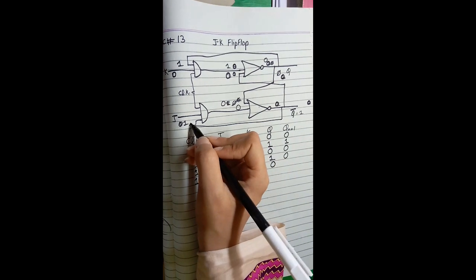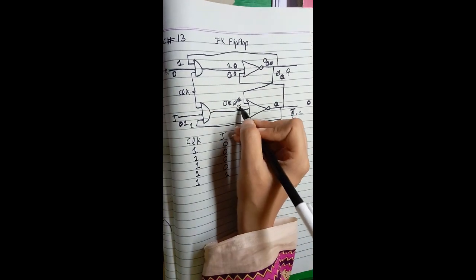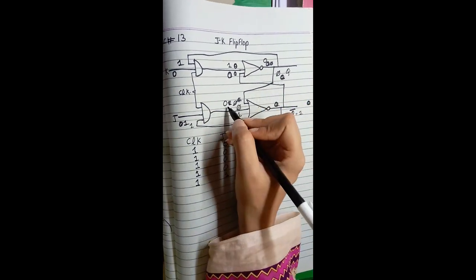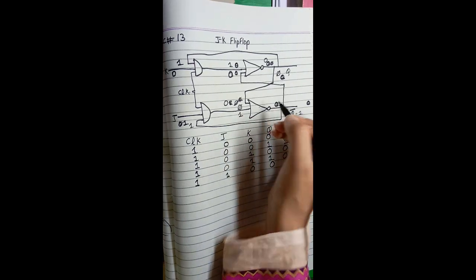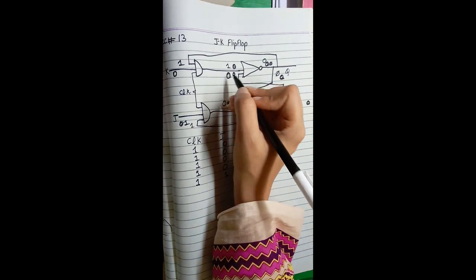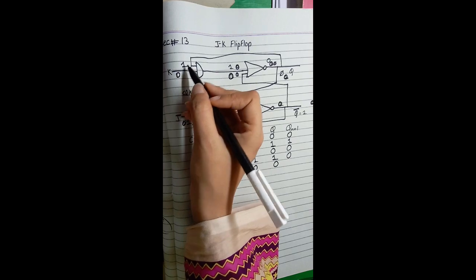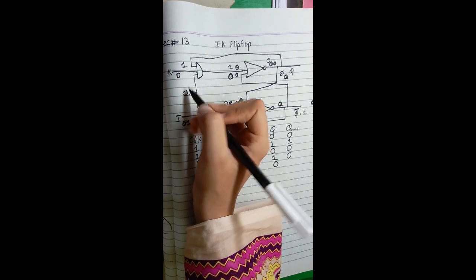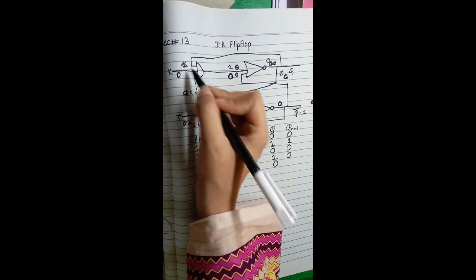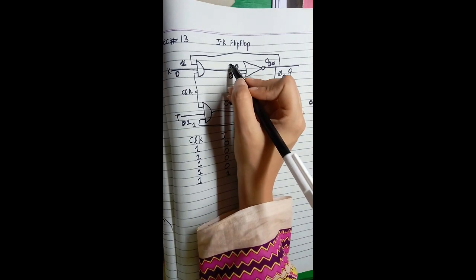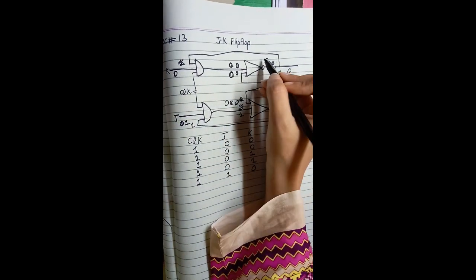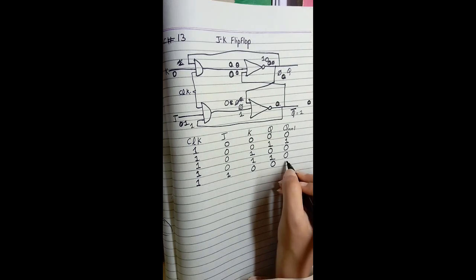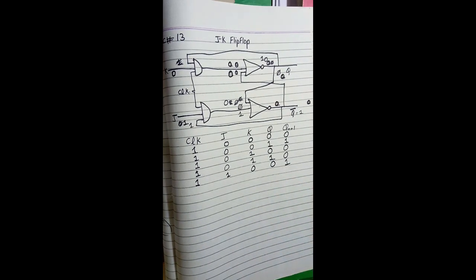So when we take it as 1, these all three 1s will give us 1. The other input is 0. 1 and 0 will give us 0. Here we go, the input is 0. Here our K is 0 and the clock is 1. So 0 and 1 will give us 0. 0 and 0 will give us 1 output. So here our output is 1.